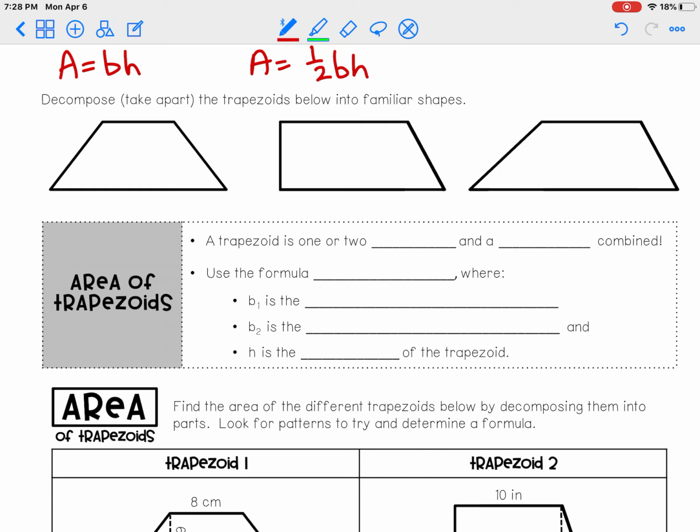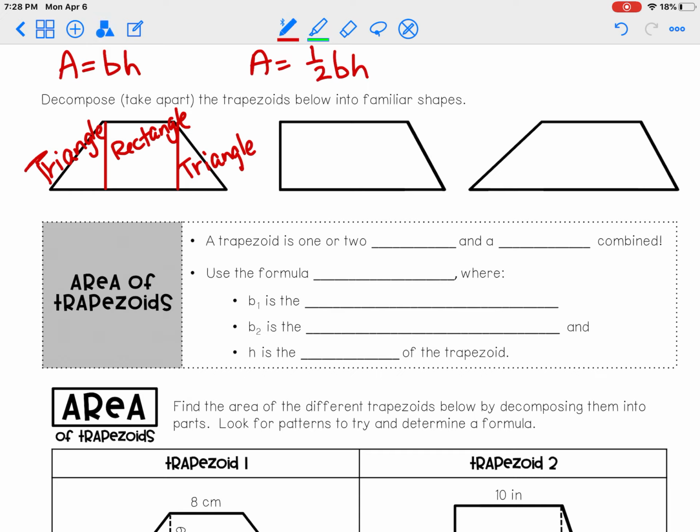Trapezoids are four-sided shapes that have exactly two parallel sides. So we're going to decompose these three trapezoids and show you that they're made up of figures that you've seen before. If I take the corner off of this trapezoid here and take the corner off here, you can see that it actually makes one rectangle and two triangles. And pretty much every trapezoid will do the same thing.